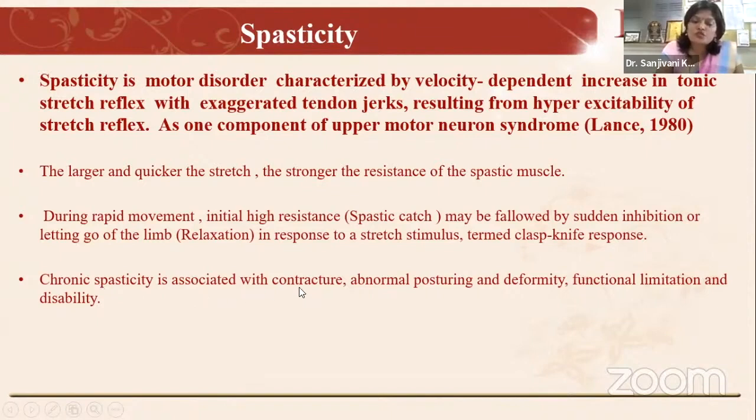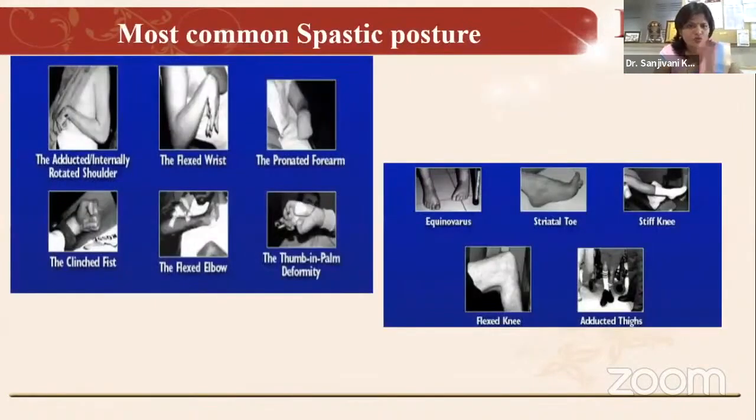Chronic spasticity is associated with contracture, which we mostly know, and abnormal posture, deformity, functional limitation and disability. That's why we always differentiate between spasticity and tightness with the help of some scale. These are the most common postures that we see in spasticity. In the upper limb: adductor and internal rotator of the shoulder, flexor of the wrist, pronator of the forearm. In the lower limb: equinovarus, stiff knee, and adductor thighs, meaning scissoring gait.